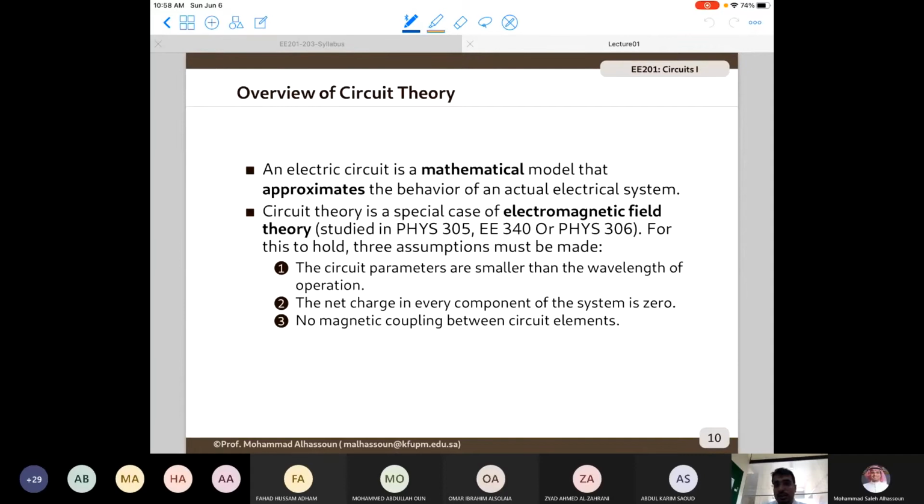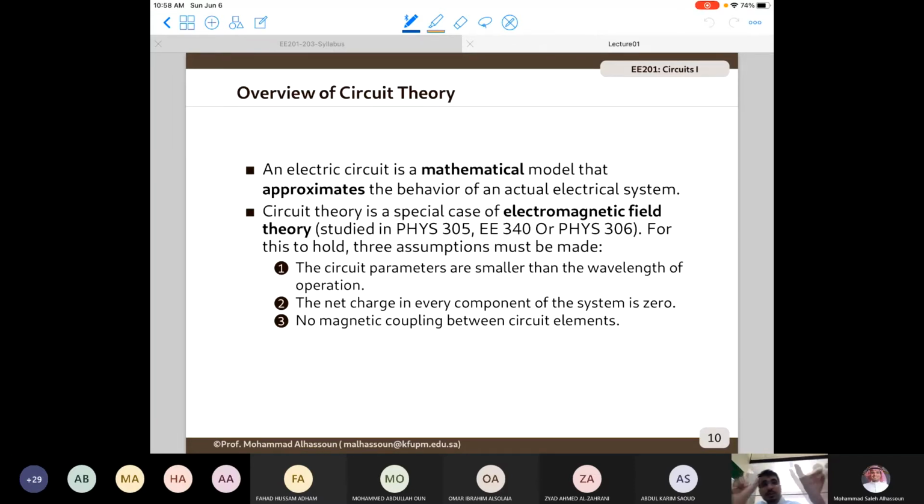what is circuit theory? Circuit theory is a mathematical model that approximates the behavior of an electric system. An electric circuit is a mathematical model that approximates the behavior of an actual electric system. Physically, an electric circuit is not something that you can find; it's a mathematical model, because in general, what you have is the following.